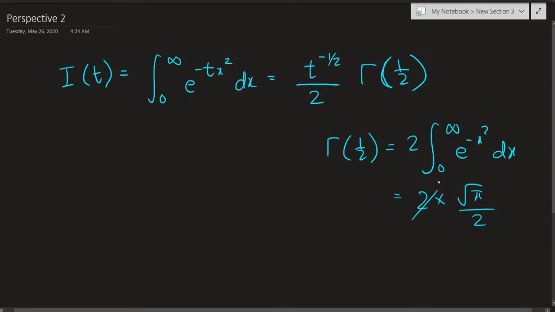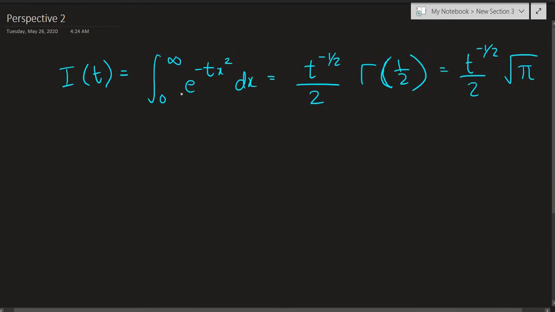Is square root of pi over 2, especially from 0 to infinity. If it were negative infinity to infinity, it would just be square root of pi. So in any case, we obtain square root of pi for this. So I of t is basically t to the negative half power divided by 2 times gamma of half, which is nothing but square root of pi. Fair enough.